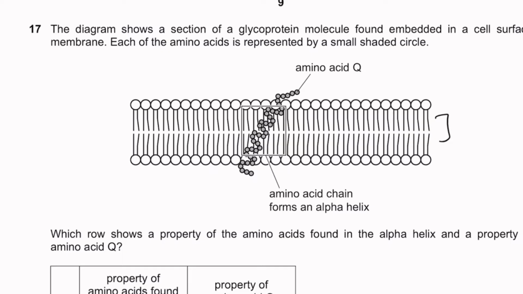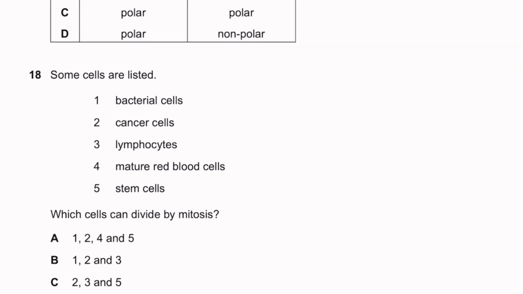Okay, so A. Some cells are listed: bacterial cells, cancer cells, lymphocytes, mature blood cells, stem cells. Which cells can divide by mitosis? Of course, stem cells can divide by mitosis. Red blood cells can never divide by mitosis because mature blood cells do not have a nucleus, and nuclear division is what we call mitosis.